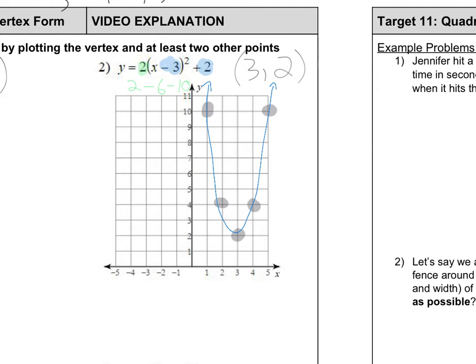Yay. You'll notice also with these, you don't really need to have the axis of symmetry drawn. If you want to draw it in, you can to kind of help you along the way, but it's not as needed.